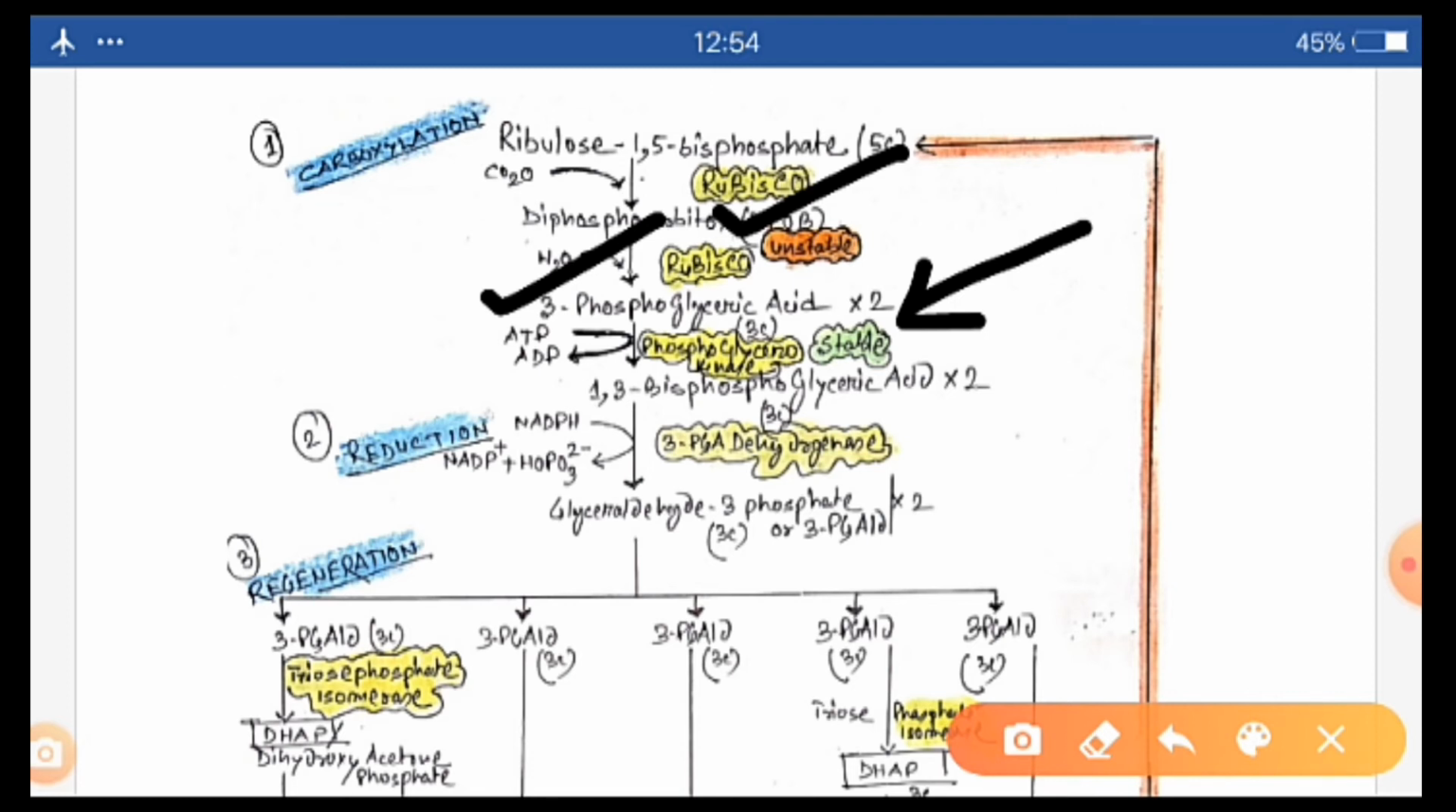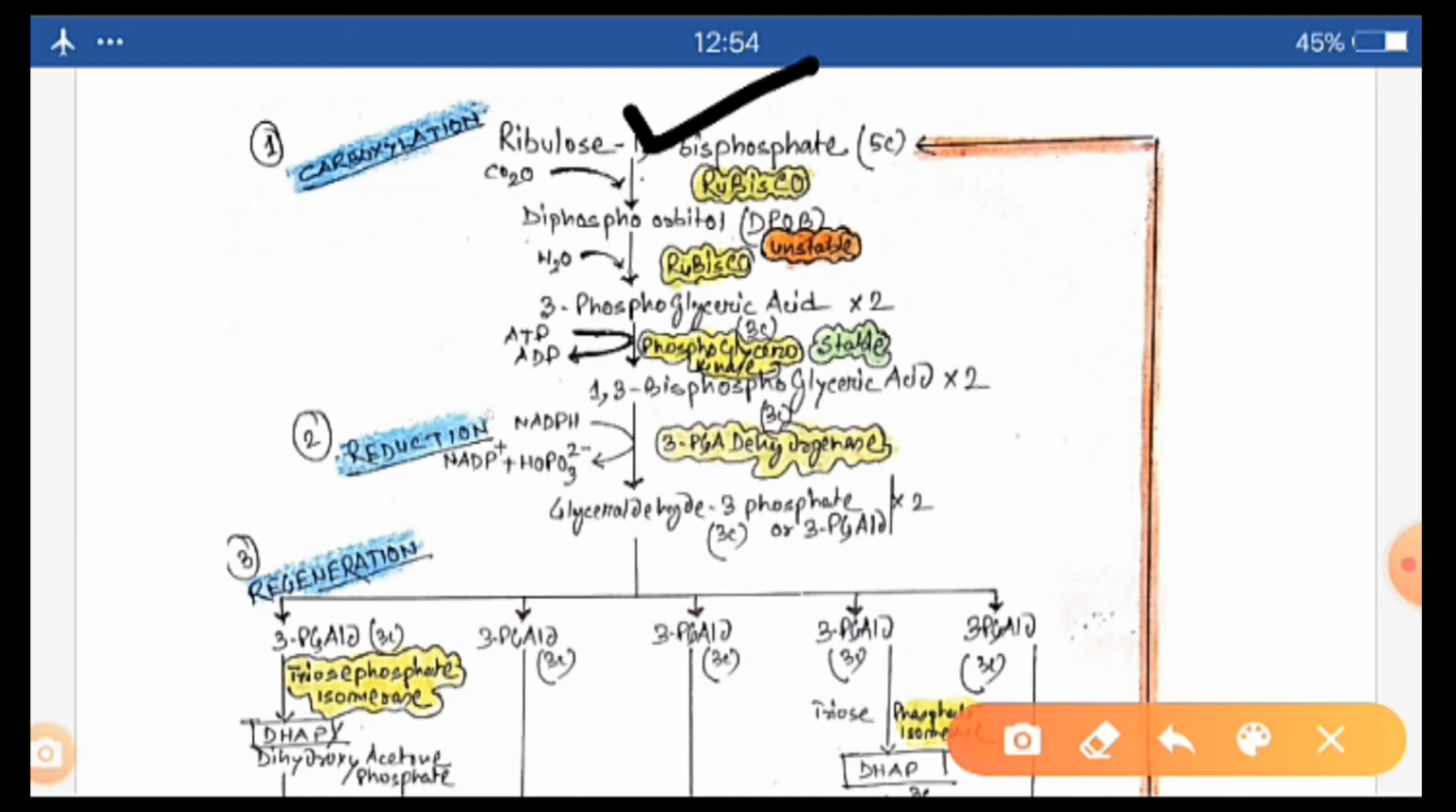Okay, that is, 5-carbon ribulose 1,5-bisphosphate reacts with carbon dioxide to form 6-carbon unstable diphosphoorbital. This unstable product reacts with water to form 2 molecules of stable 3-phosphoglyceric acid, which are 3-carbon. Hence, it is called C3 cycle. Okay.